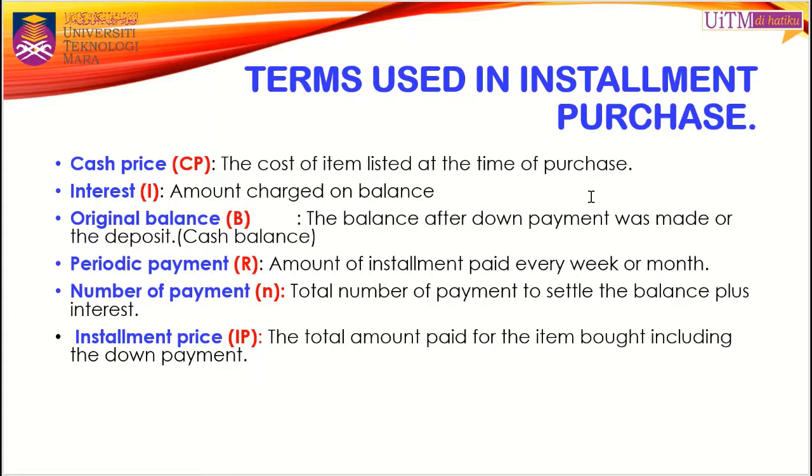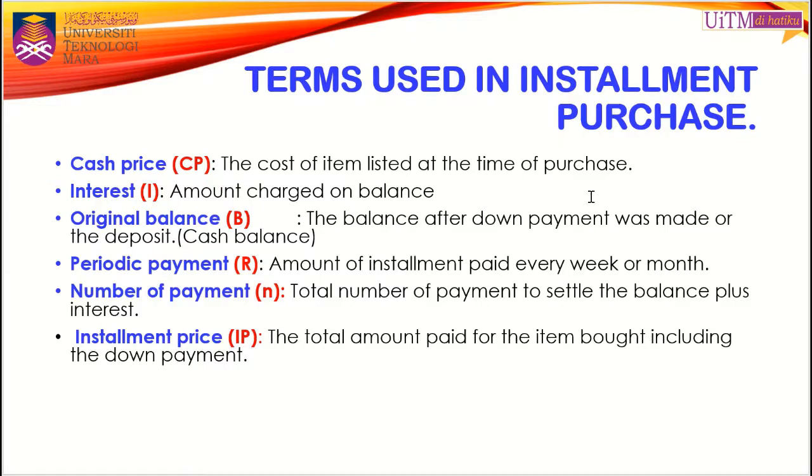The first one is the cash price. The cash price is the cost of the item listed at the time of purchase, which means it is the price of the goods itself. Bear in mind, the cash price is the amount that you have to pay if you want to buy the product in cash, without any installment, without taking any loan and so on. Normally the cash price is the price listed on the price catalog, the list price.